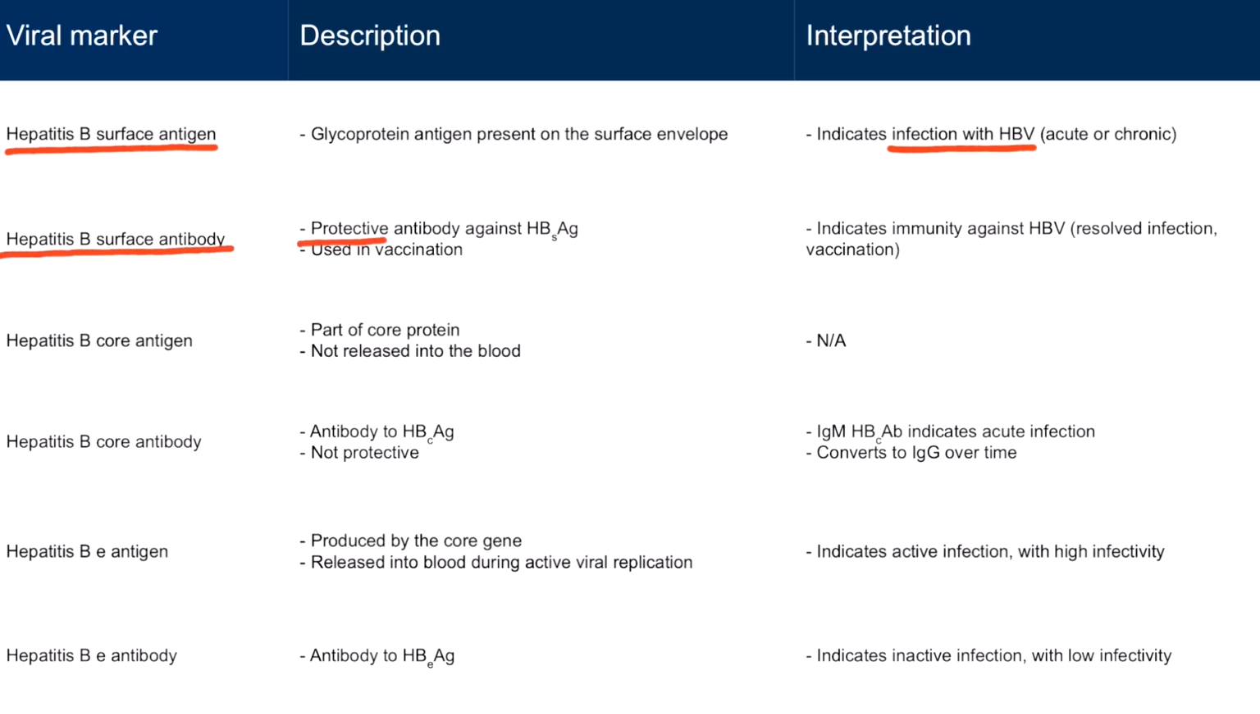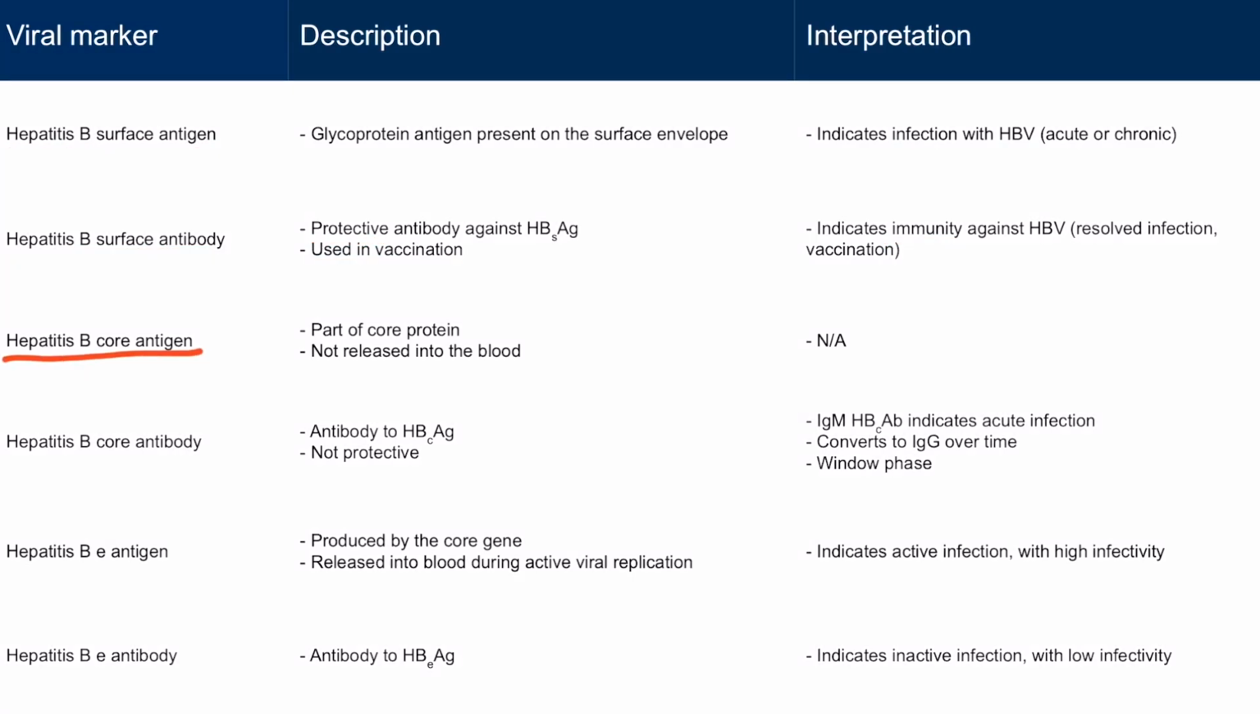They're protective antibodies against the hepatitis B virus, which are highly efficient in eradicating and preventing the infection. These are used in vaccination as well. Hence, their presence indicates immunity against hepatitis B. This immunity can be both due to a resolved infection in the past or vaccination.